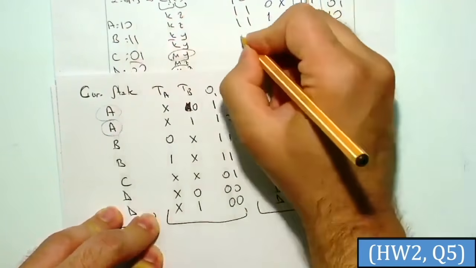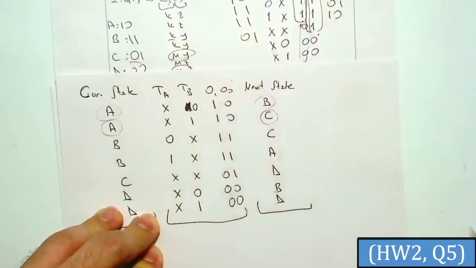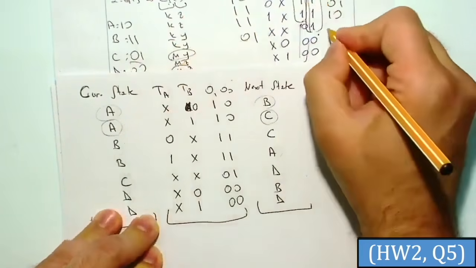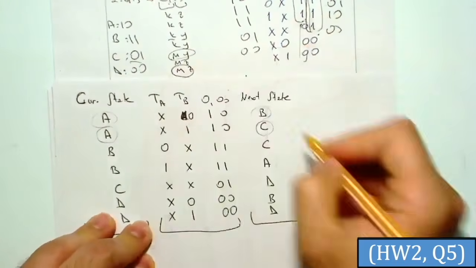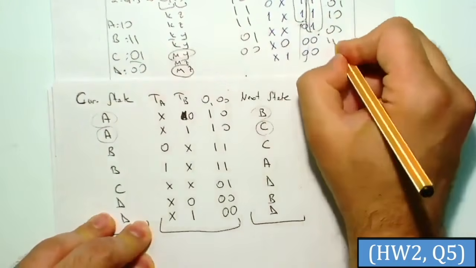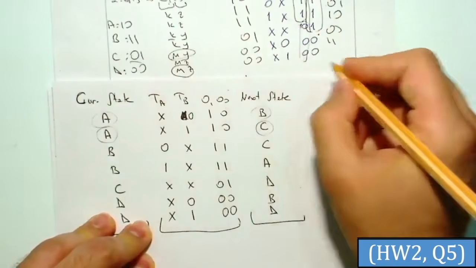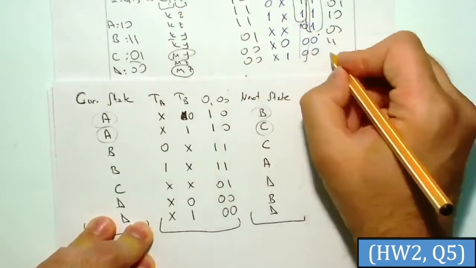I have C here, 0, 1, and this goes to D, which is 0, 0. And for D, goes to B, which is 1, 1, and again for D, that goes to D00, all right?